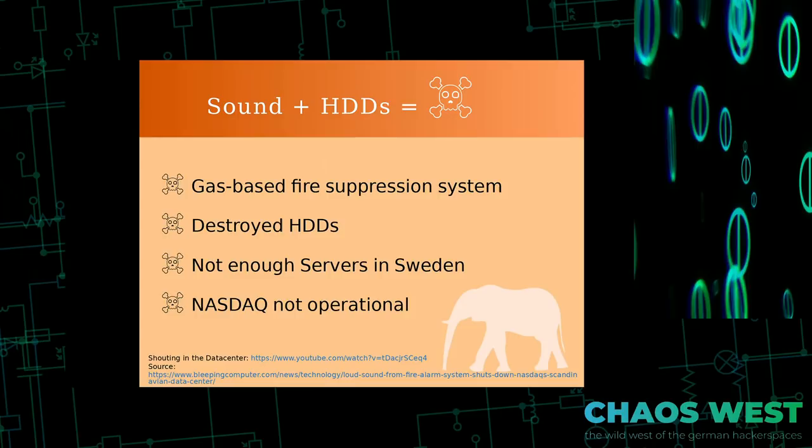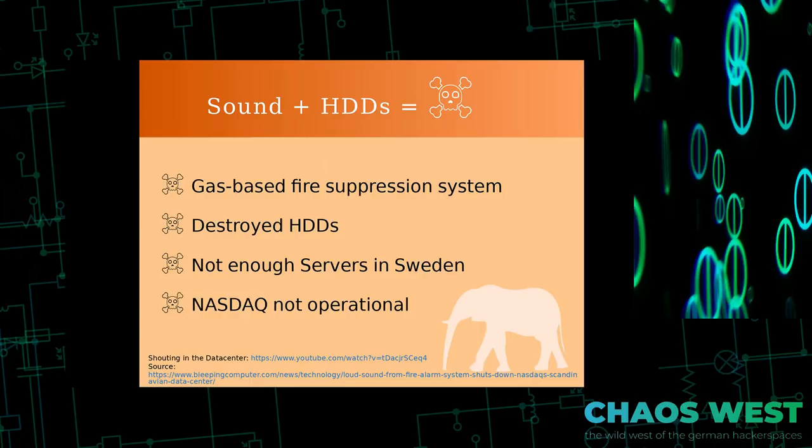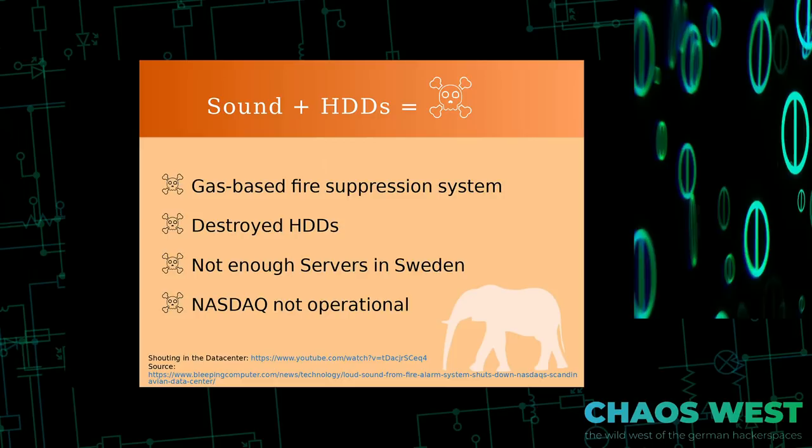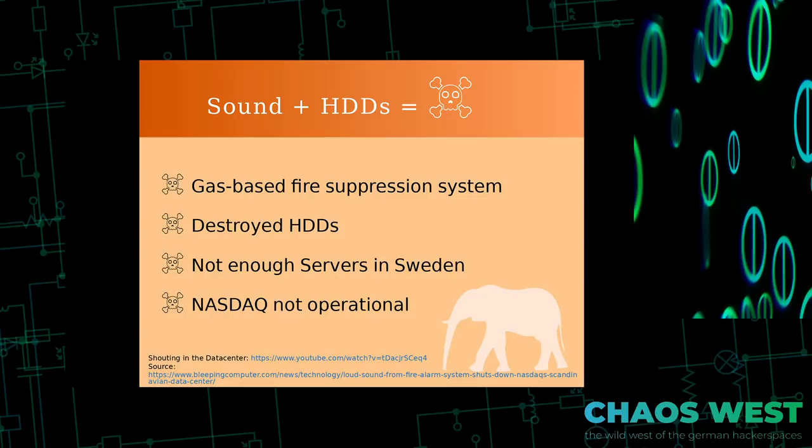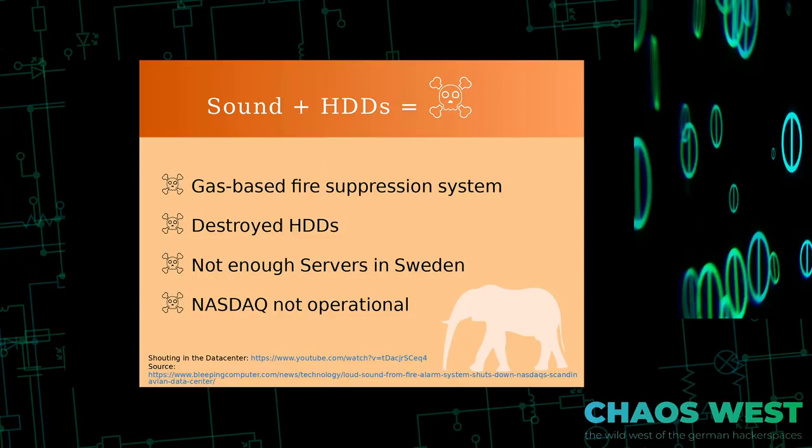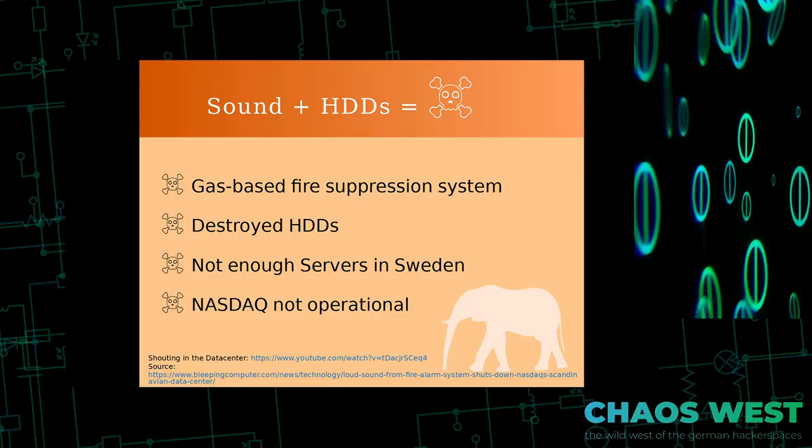And it destroyed the hard disks by releasing the gas at high speed. And this caused some vibrations and destroyed the hard disks. And the sad thing is, there was no fire at the data center. They released it by accident. And by accident, they also destroyed their hard disks.